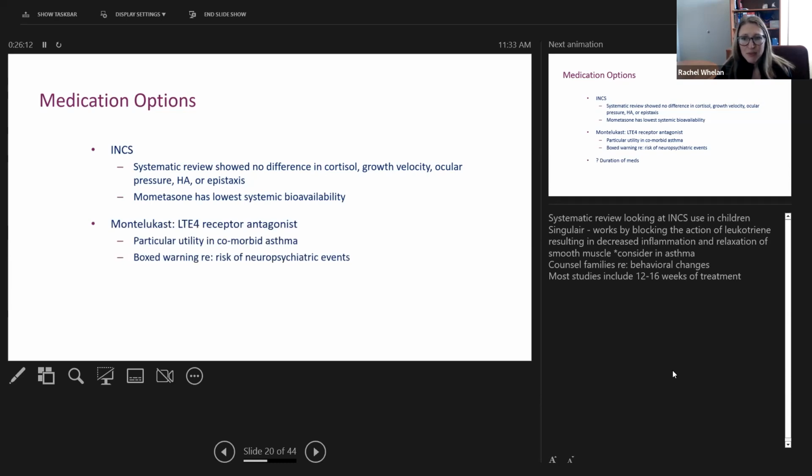And then the other medication option that we tend to like is the use of Singulair. It has particularly good efficacy for children with comorbid asthma and allergy. The thing to know is that you do have to counsel families regarding a black box warning for a potential risk of psychiatric disturbance. There've been several reports of suicidal ideation. So I actually do not prescribe it in any children with a history of depression or anxiety. I tend to avoid it in teenagers.